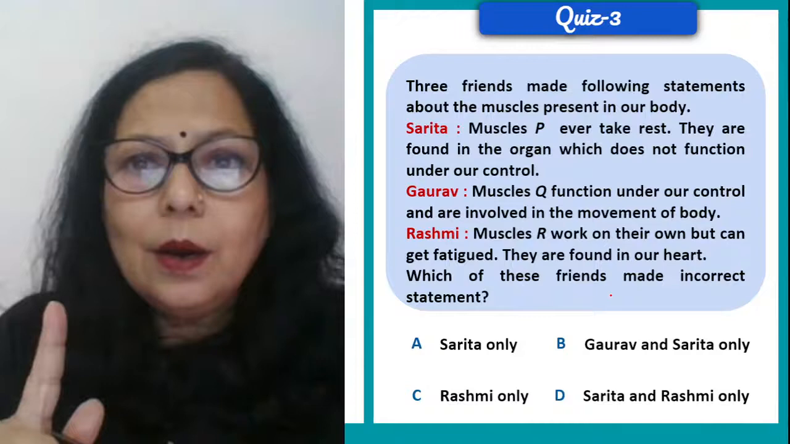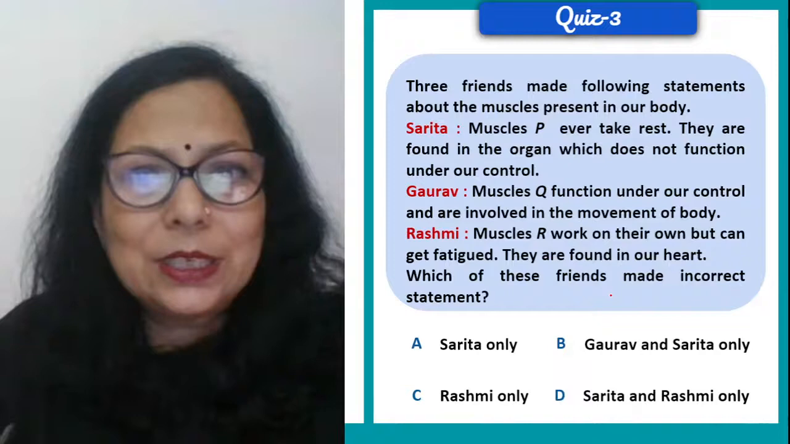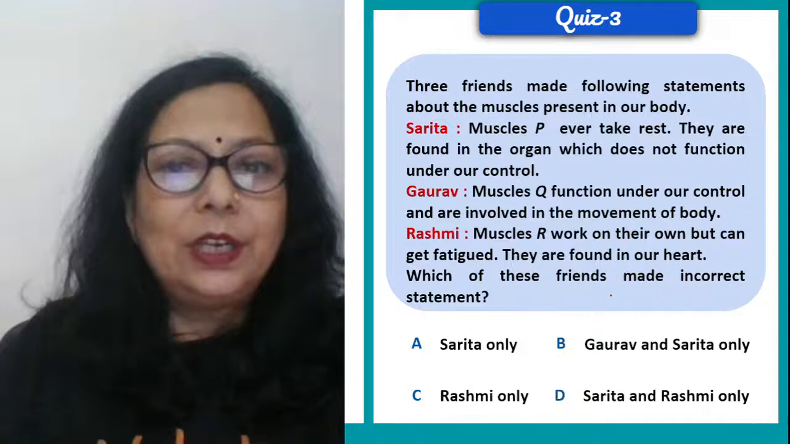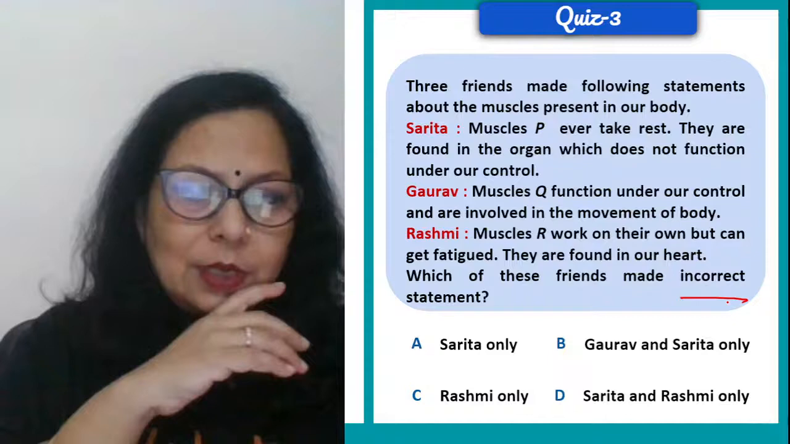Muscles P take rest. They are found in organs which do not function under our control. Gaurav said muscles Q function under our control and are involved in the movement of the body. Rashmi said muscles R work on their own but can get fatigued. They are found in our heart. Who made the incorrect statement? Come on.